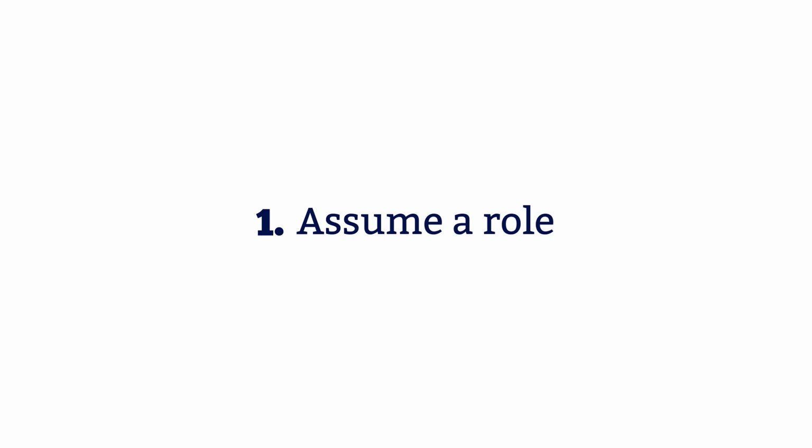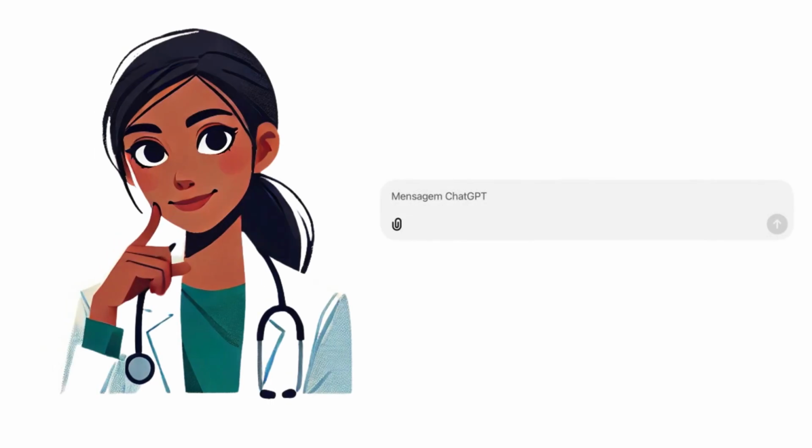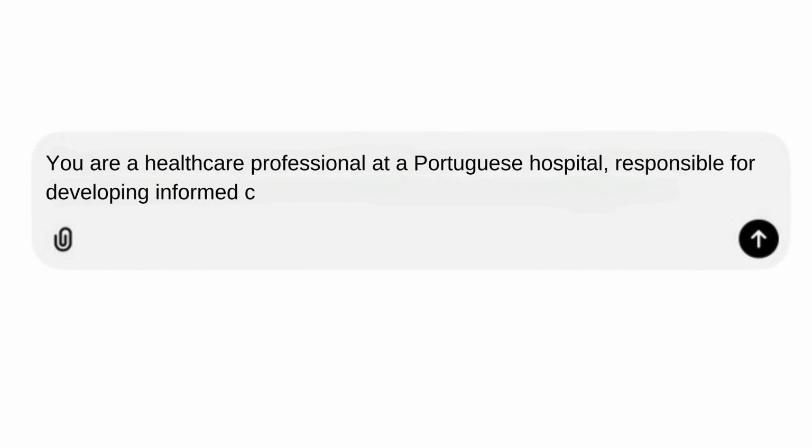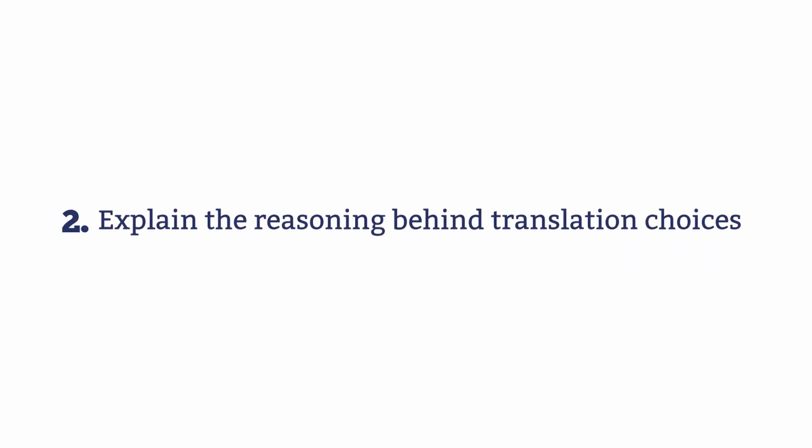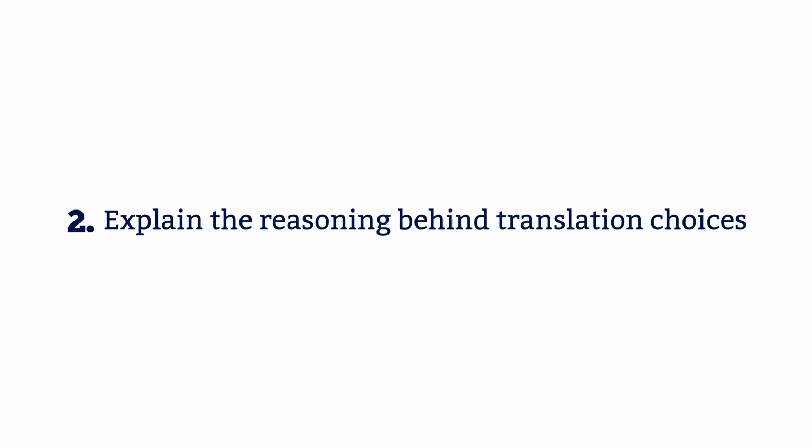In your prompt, before you ask ChatGPT to translate a specific text, try giving it a specific role or responsibility. For example, something like this. Such details provide context for responses and can help tailor the style of the generated translation accordingly. Let's move on to a second prompting technique.